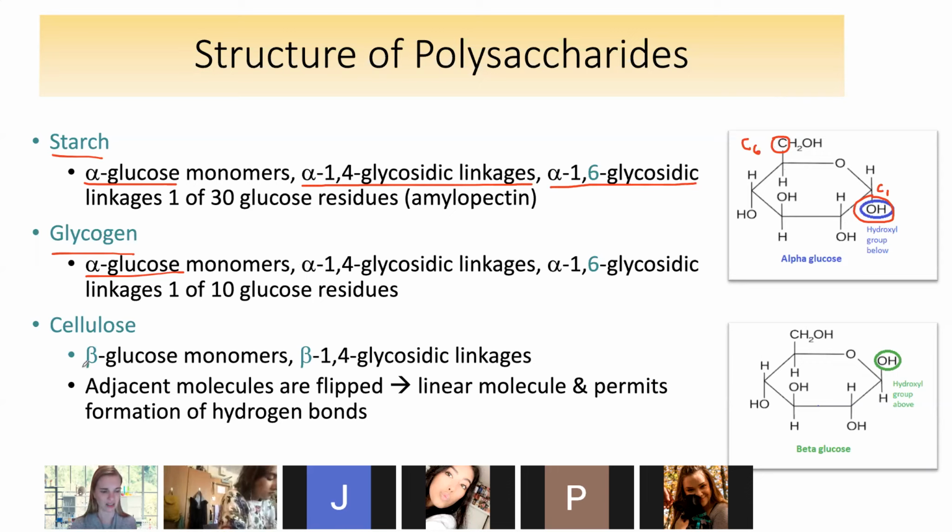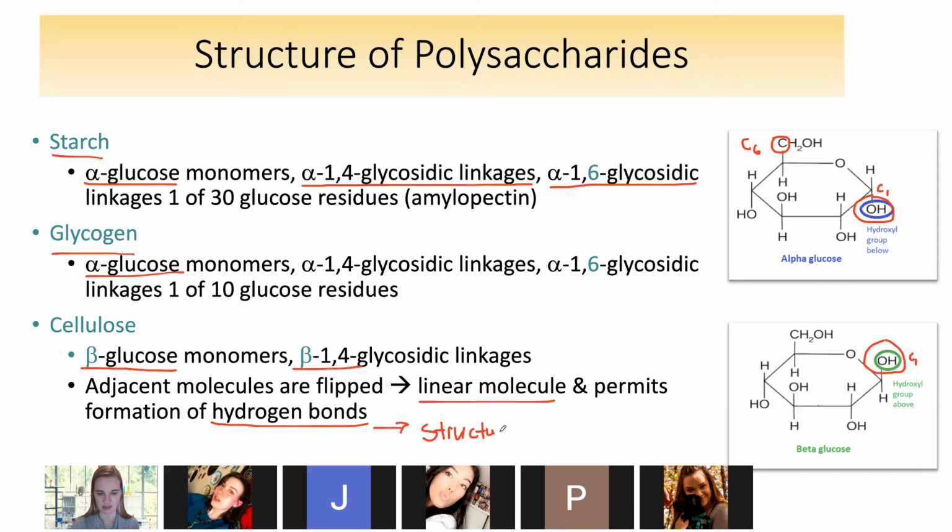Cellulose, on the other hand, is made of the beta glucose monomer of our glucose molecule, and so it's going to form beta-1,4 linkages. Again, we're still looking at carbon 1, but we see that the hydroxyl group is pointing backwards. This causes adjacent molecules to be flipped, which leads to a very linear molecule. This allows for a lot of hydrogen bonding to occur, which allows it to be more of a structural type of molecule. So I'm going to write structure here.